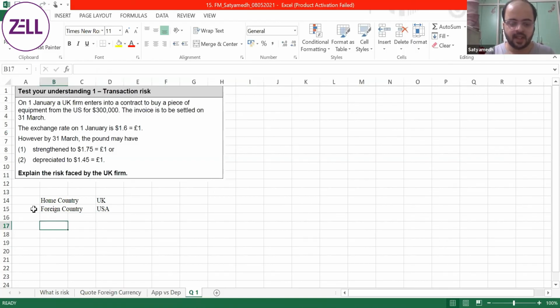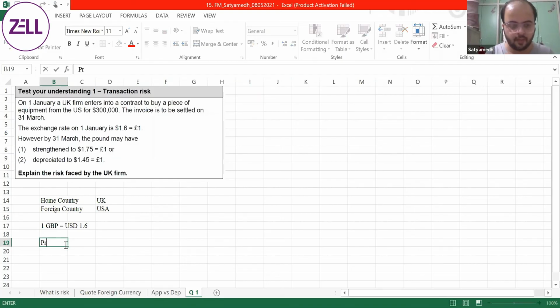And how is the exchange rate quoted? 1 GBP is equal to USD 1.6. There is also a concept of direct and indirect quote, we will see that later. It is actually not in your syllabus, but if it is asked by mistake in an MCQ, you should know. Now on 1st of January, a UK firm enters into a contract to buy a piece of equipment from the US for $3 lakh. 1 pound is equal to 1.6 USD.